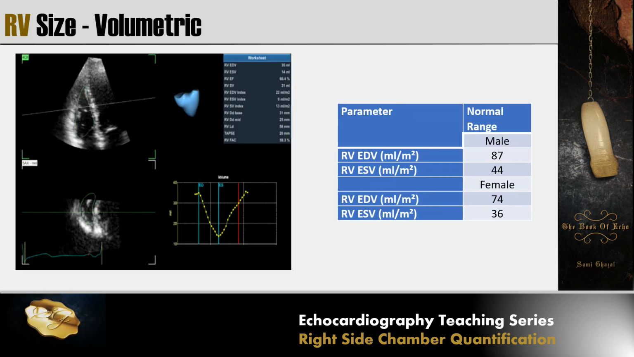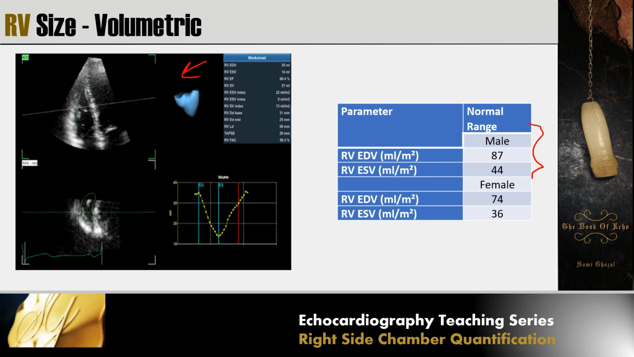Now proceeding to volumetric measurement of the RV. As you can see, this is 3D measurement of the RV. So 3D echocardiography is the only echocardiographic modality that allows measurement of the RV volume. Because as we saw that the RV is a complex shape, and assuming a fixed geometrical shape is impossible. However, 3D for the RV is a little bit challenging and requires experience. These are the normal values here for the RV volume obtained in 3D.